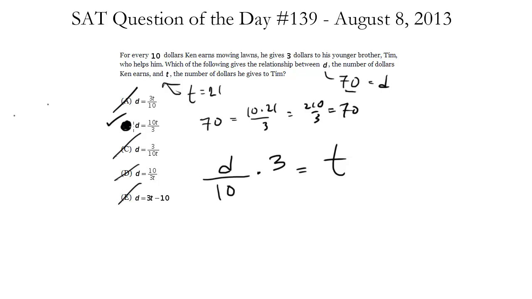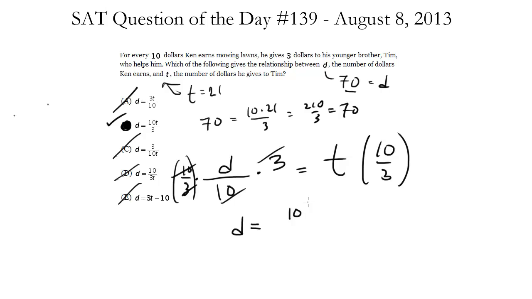But we want it in terms of T, so we want D equals, so we'll just do a little algebra. Multiply this side by 10/3. Which multiplies this side by 10/3. So 3's cancel, 10's cancel. We are left with D equals 10T over 3, which again is choice B.